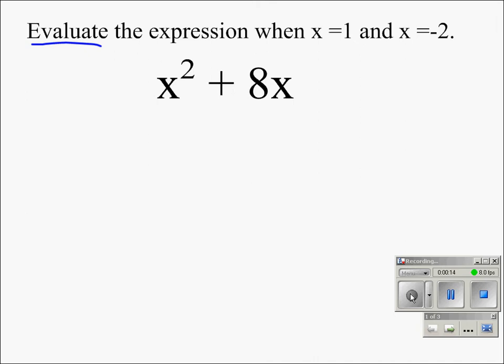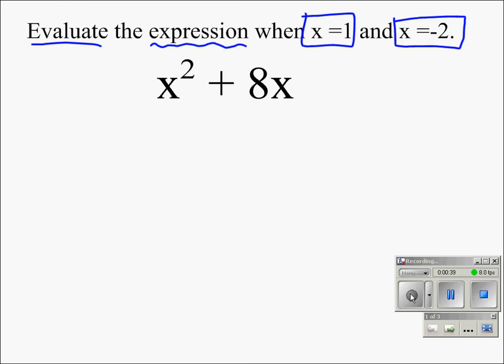You're looking at an expression. An expression is a mathematical sentence that does not have an equal sign. So this one in front of us is an expression because it does not have an equal sign. We're looking at evaluating this expression for when x equals 1, and then again for when x equals -2. In order to evaluate an expression, all you do is replace the x's with whatever it equals.